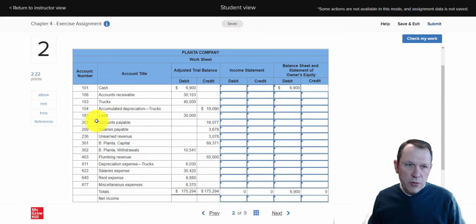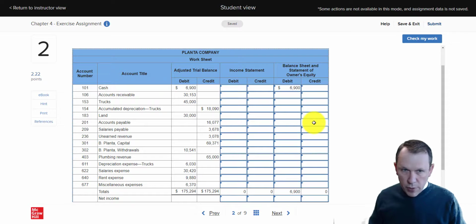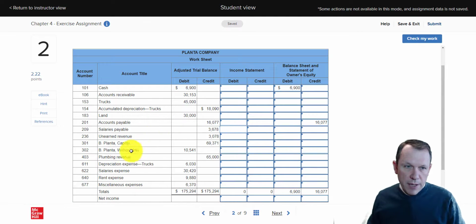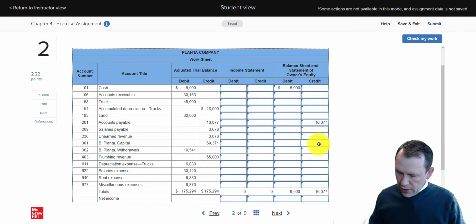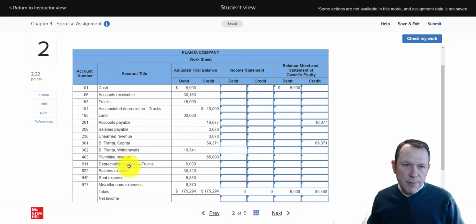As we get down to our liabilities, for example, they're a credit here, so they're going to be a credit all the way over on this side. Okay, so all the liabilities. Capital, again, it's a credit, so it'll be a credit over here on this side. So I'm just moving a couple of them over. You're going to move all of them. So I'm just giving you some examples.